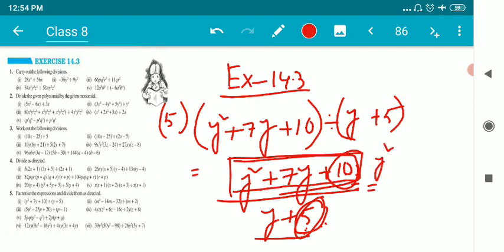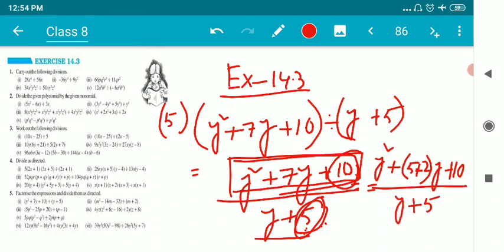y square plus 7y can be expressed as y square plus 5y plus 2y plus 10. Children, why did I write this? Because I want to perform middle term factorization. So 7y can be simply written as 5y plus 2y, and both 5 and 2 are the factors of 10. So there is no problem if I keep 5 and 2 as the factors of the middle term 7y. Next, what do I have? I have y plus 5.